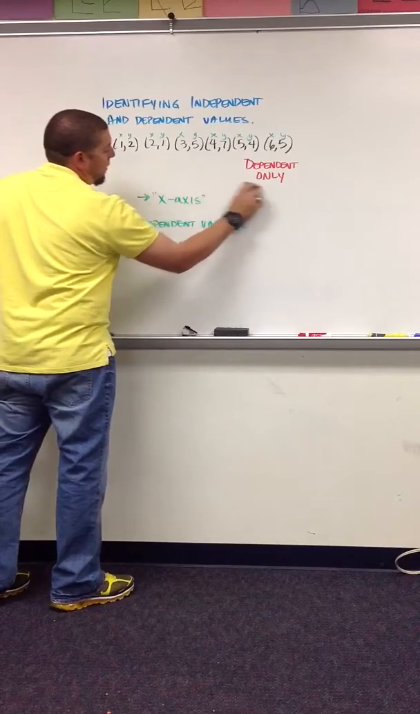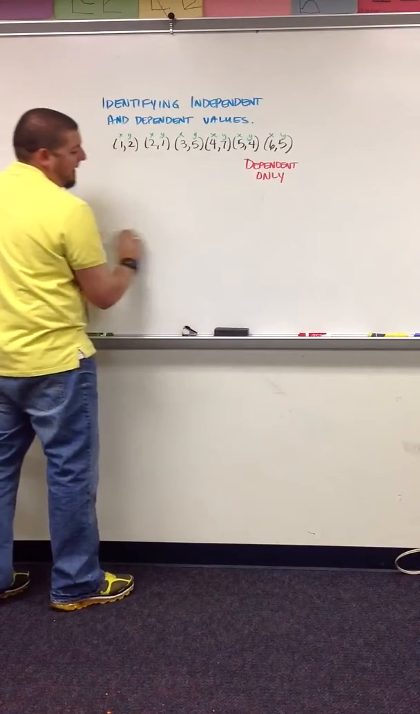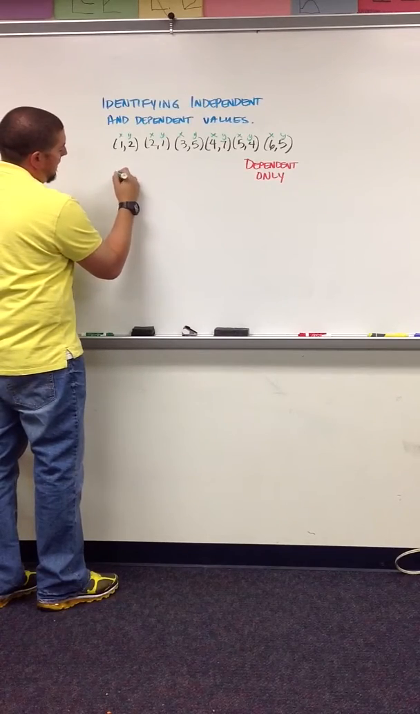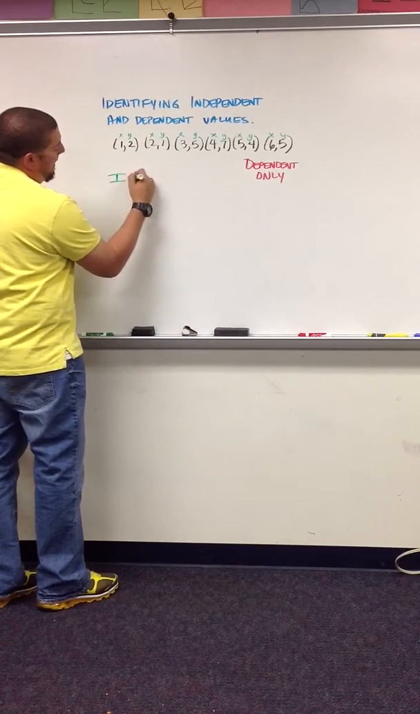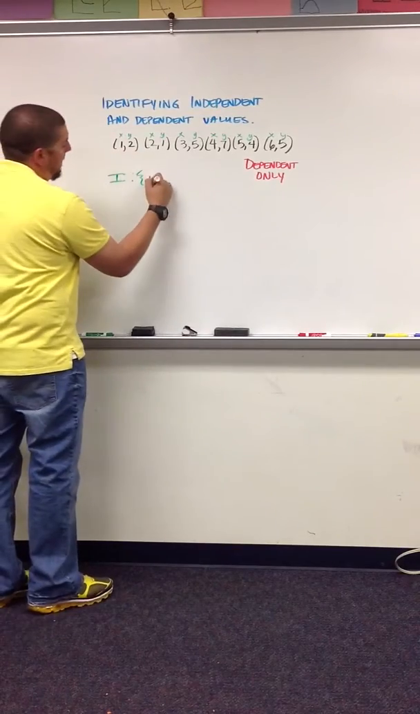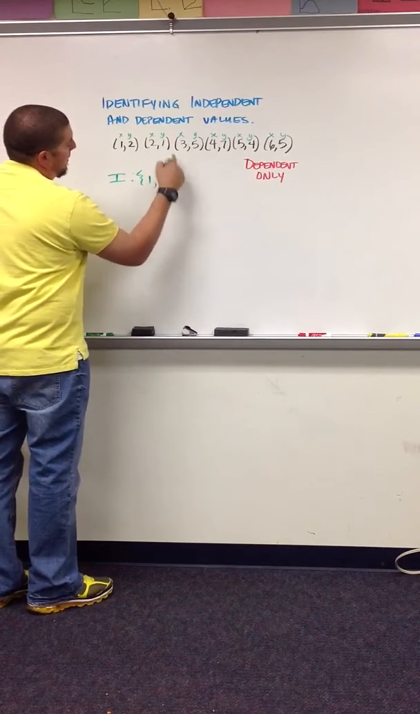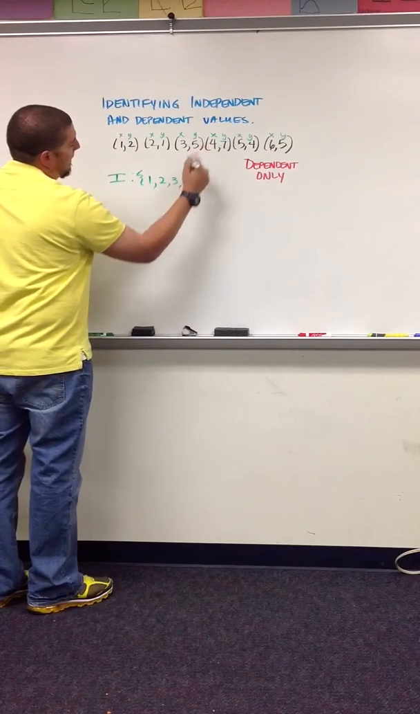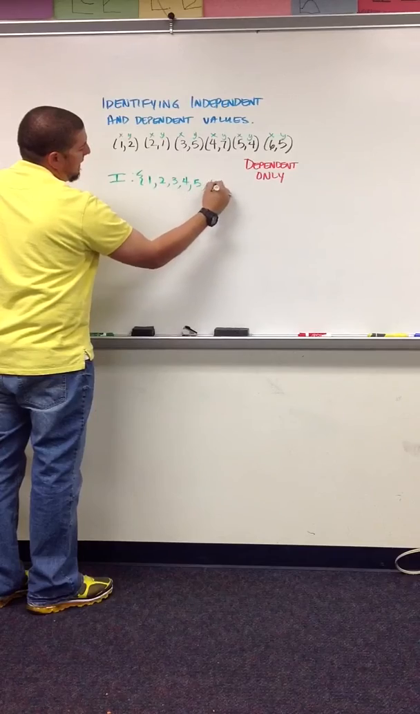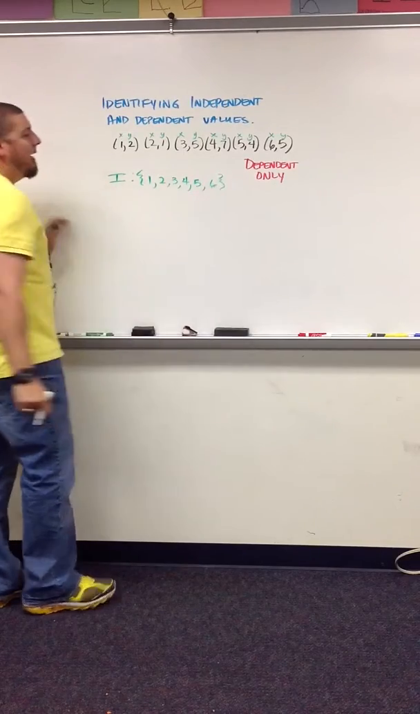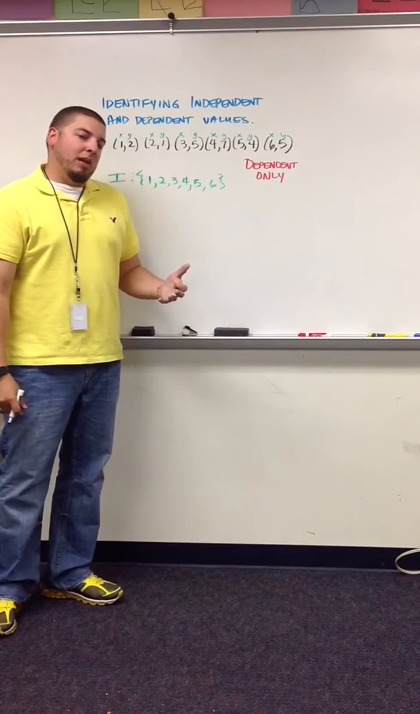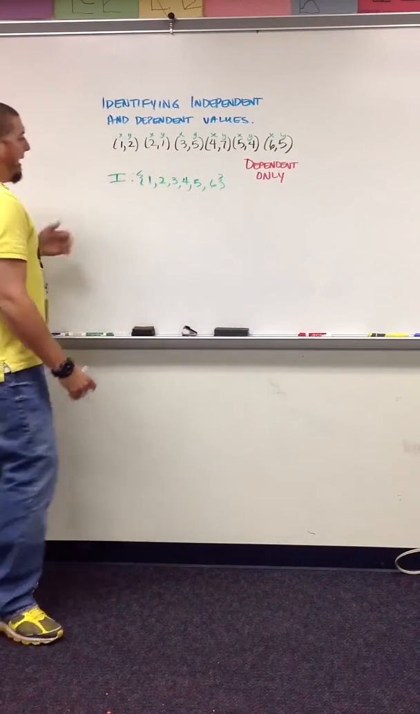And now what we're going to do is set up a set of independent and dependent variables. Okay? So my independent variables, and I'm just going to label it I for independent, my independent function values are all my x's. So 1, 2, 3, 4, 5, and 6. I want to try to keep them in order if possible. It'll help me compare when I need to compare.